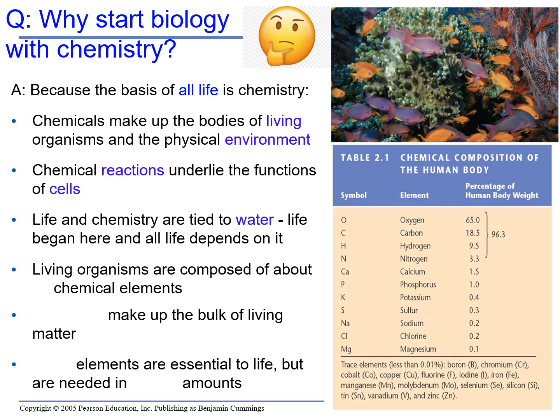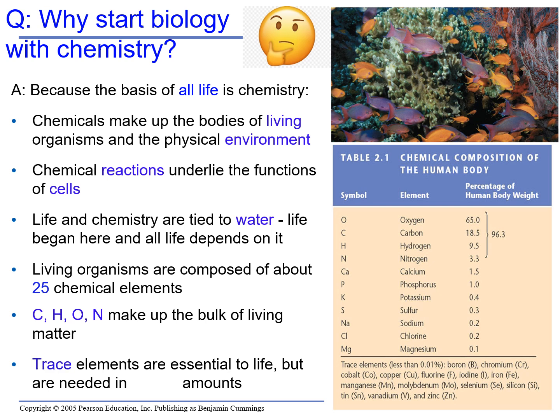Life and chemistry are tied to water. Life began here and all life depends on it. If we were to not have access to water, we wouldn't make it. We need water. Living organisms are composed of about 25 chemical elements, and carbon, hydrogen, oxygen, and nitrogen make up the bulk of the living matter.